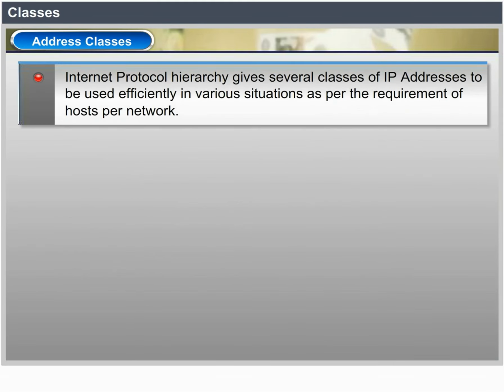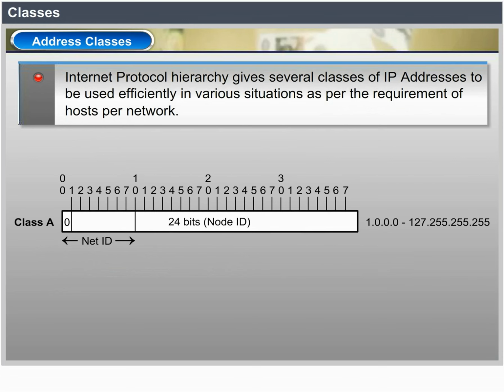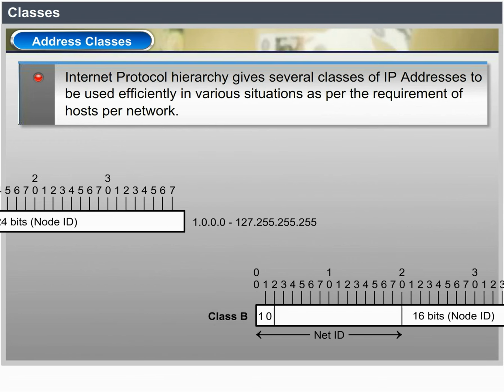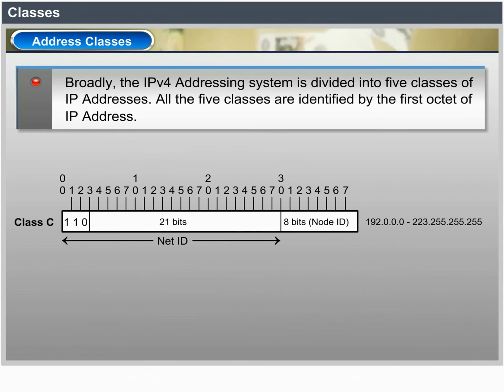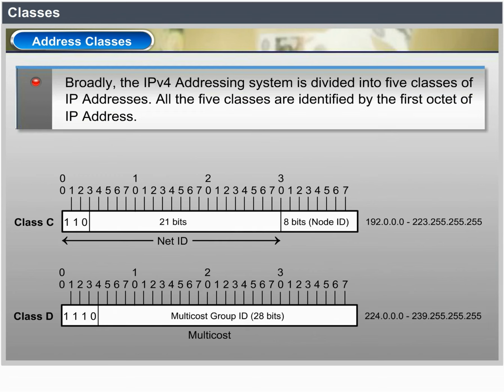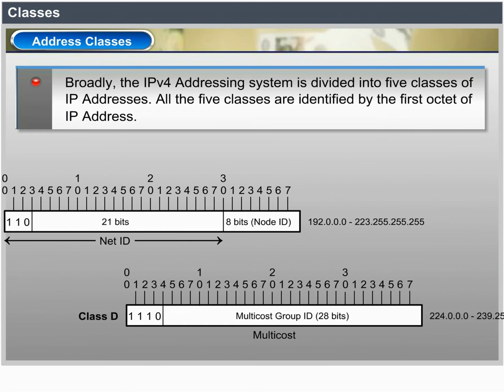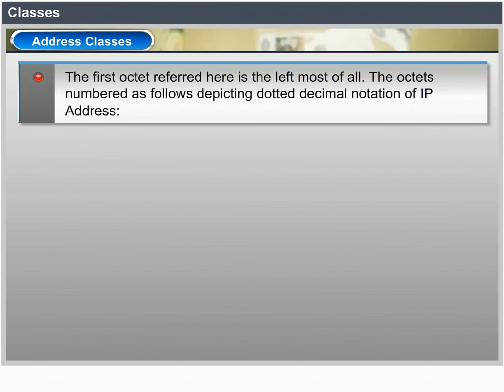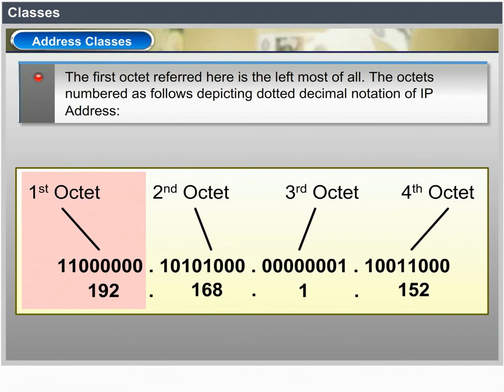Classes. Address classes. Internet protocol hierarchy contains several classes of IP addresses to be used efficiently in various situations as per the requirement of hosts per network. Broadly, the IPv4 addressing system is divided into 5 classes of IP addresses. All the 5 classes are identified by the first octet of the IP address. The first octet referred to here is the leftmost of all. The octets are numbered as follows, depicting dotted decimal notation of IP addresses.